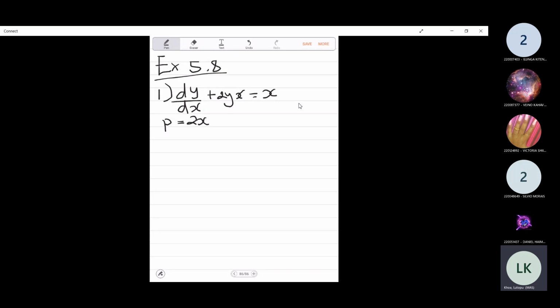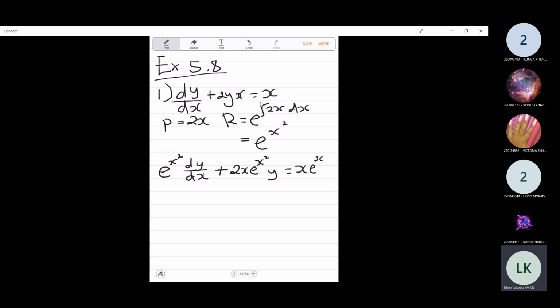Now we just need the integrating factor. So r is equal to e to the power of the integral of 2x dx. And this is e to the power of x squared. Okay, then multiply everything by e to the power of x squared. We get e to the power of x squared dy dx plus 2x e to the power of x squared times y is equal to x e to the power of x squared.